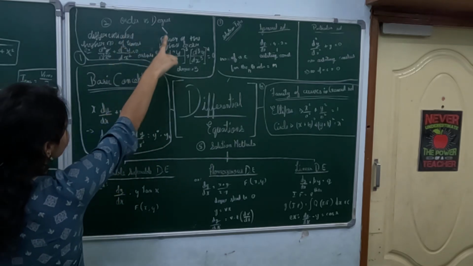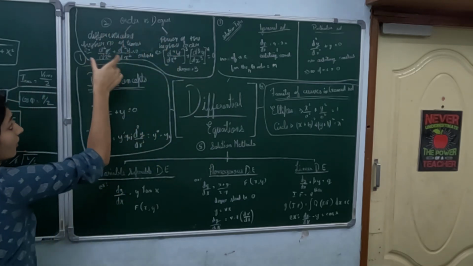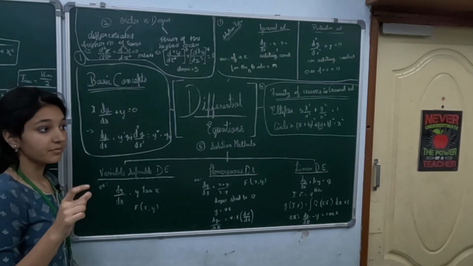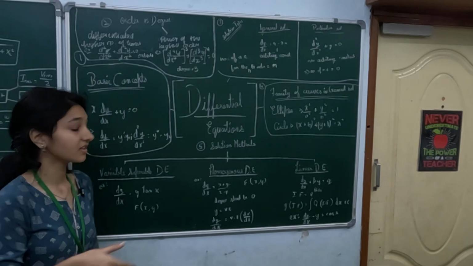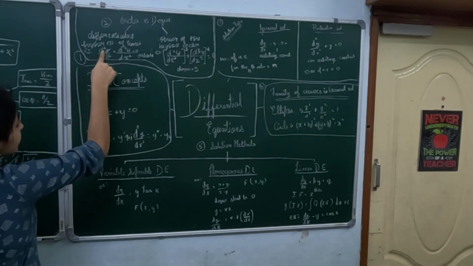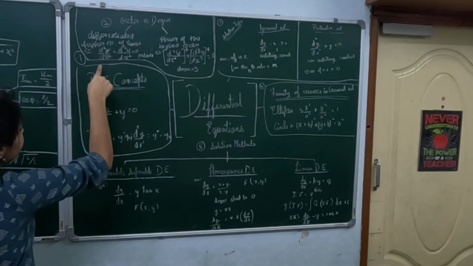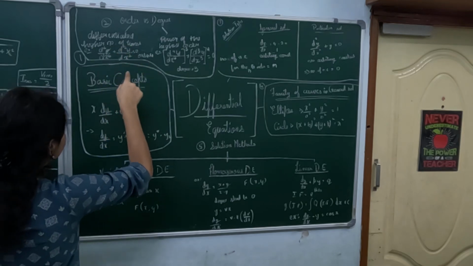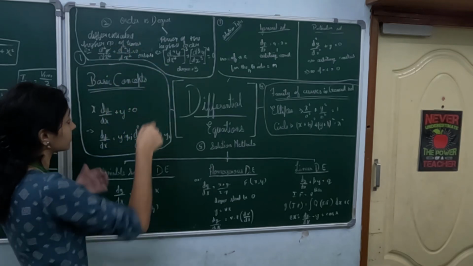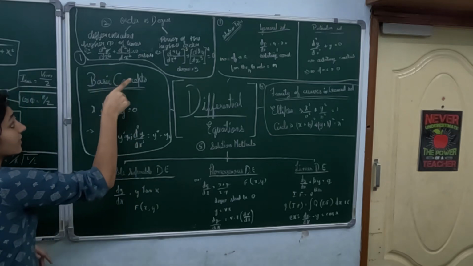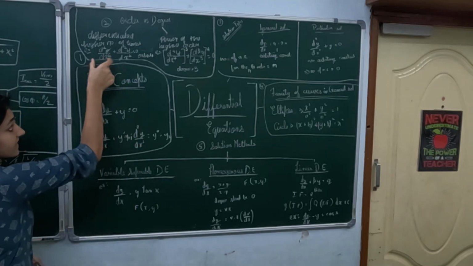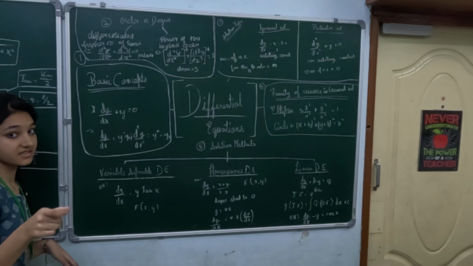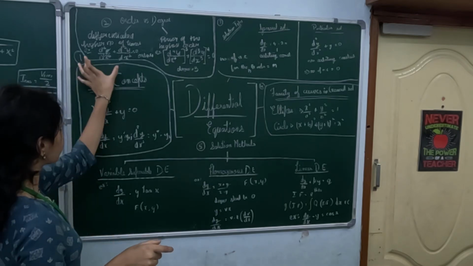Second, order versus degree. Order is the number of times you have differentiated an equation. For example, d power 4 y by dx power 4 plus d square y by dx square is equal to 0. Here the highest order is 4, because it is the highest number of times an equation is differentiated. So it is 4 here.